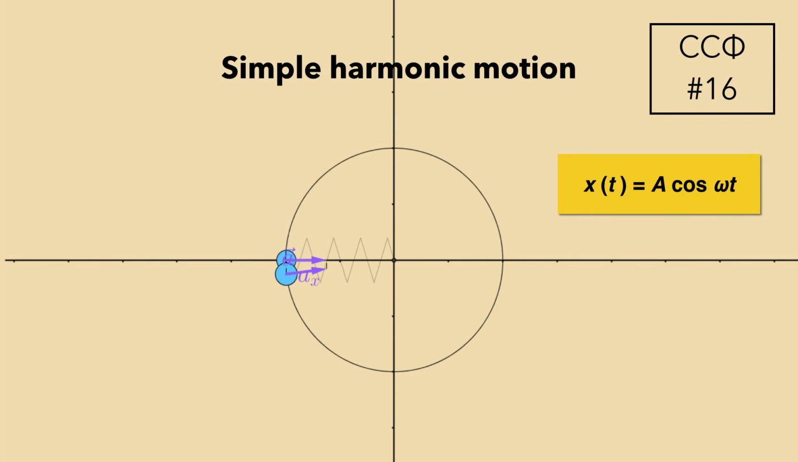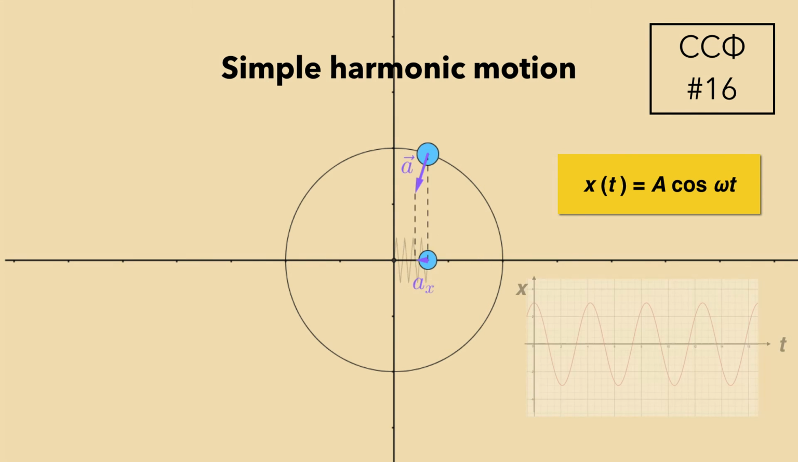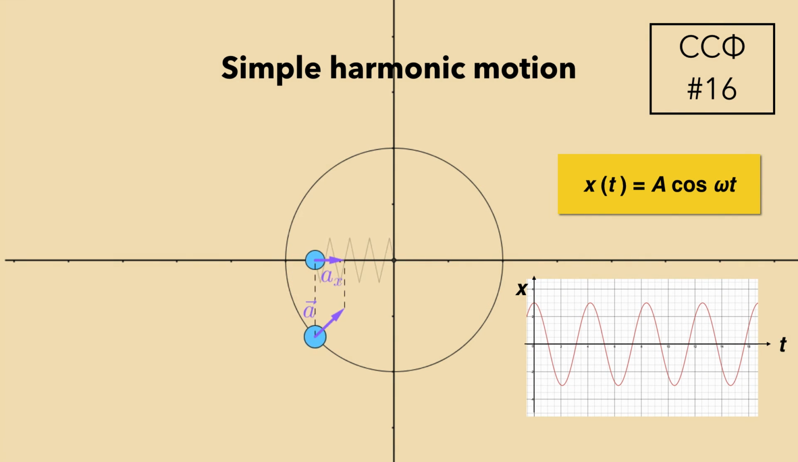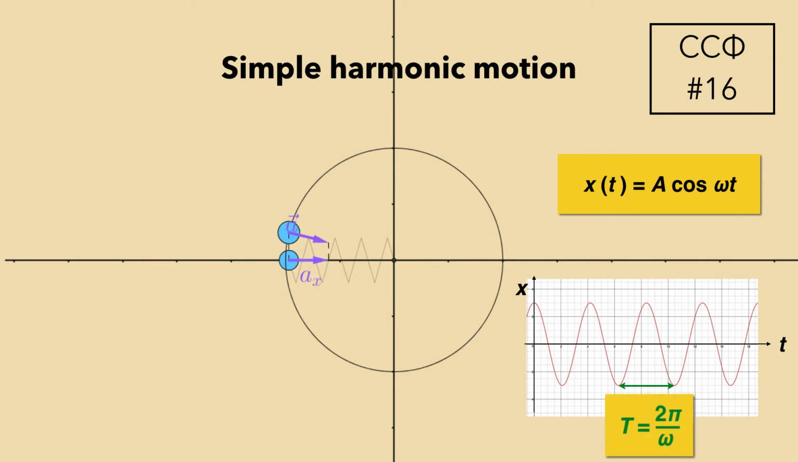So the equation of motion is the amplitude, here the radius, times the cosine of angular velocity times time, and this is this familiar shape, a sinusoidal wave, and the period is 2 pi over omega, for example, or you can calculate all kinds of other properties of this curve.